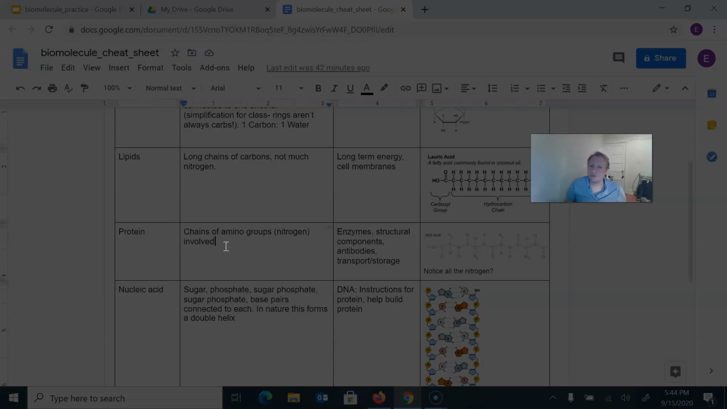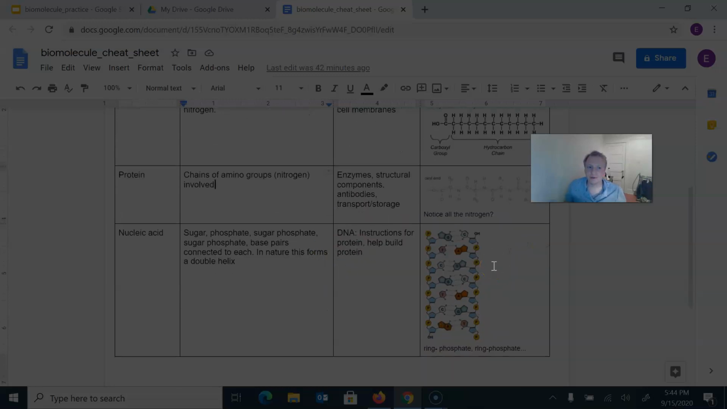Proteins, chains of amino groups. Nitrogen is involved. Nitrogen hooked up and bonded to carbon in this repeating peptide bond structure, carbon-nitrogen, carbon-nitrogen. And we'll see some more of this when we go through the examples.